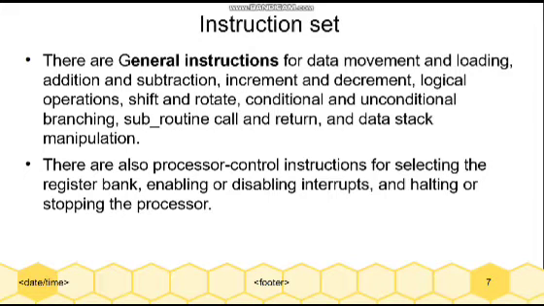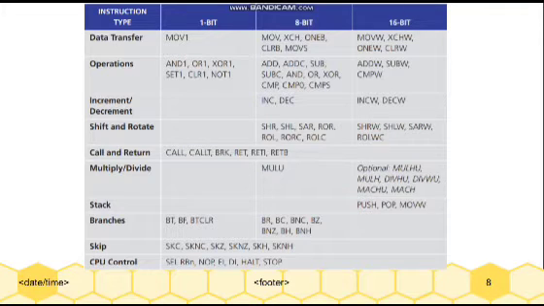There are general instructions for data movement and loading, addition and subtraction, increment and decrement, logical operations, shift and rotate, conditional and unconditional branching, subroutine call and return, and data stack manipulations. And there are also processor control instructions for selecting the register bank, enabling or disabling interrupt, and halting or stopping the processor. This is the basic instruction set.